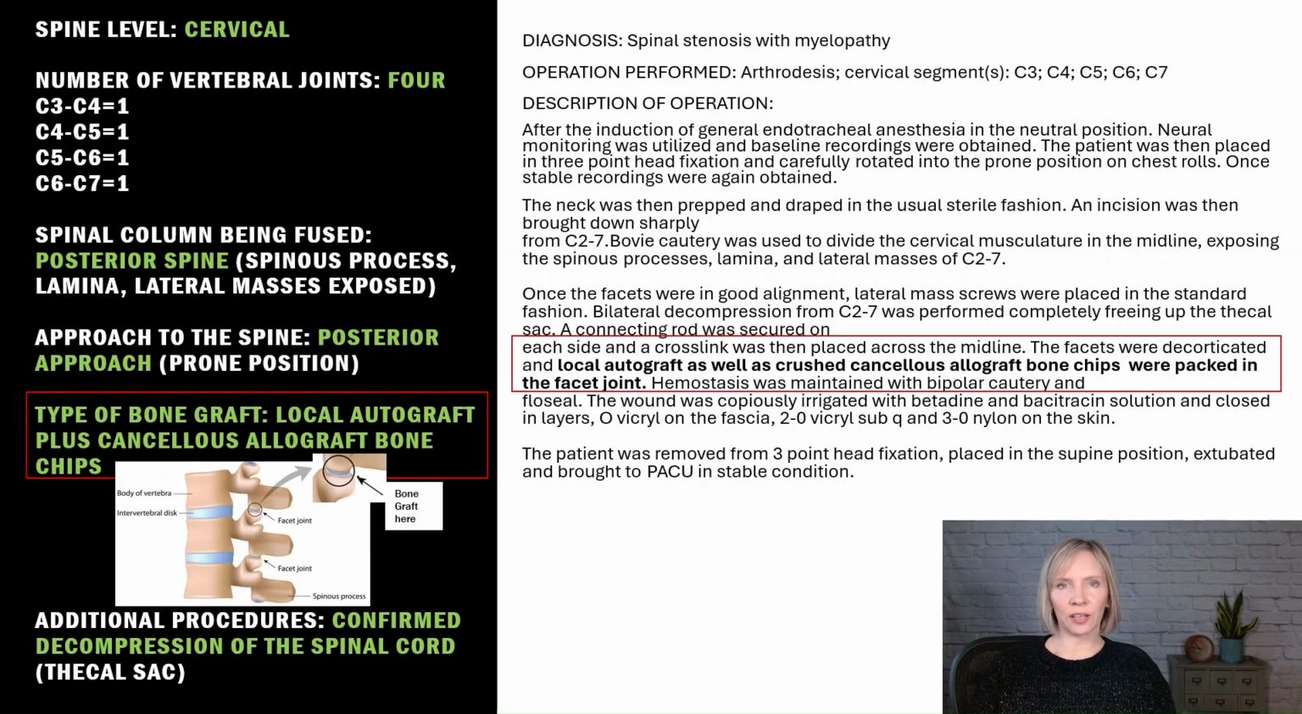Following the decompression, the surgeon continued placing hardware and decorticated the facets, which involves removing the outer layer of the bone to prepare for the bone graft. Both the placement of instrumentation and decortication of the facet is integral to the spinal fusion and would not be coded separately. The procedure was completed by packing the facet joints with a combination of local autograft and crushed cancellous allograft bone chips. The wound was then closed and the procedure concluded.